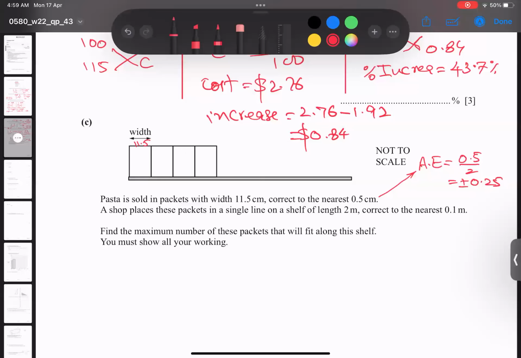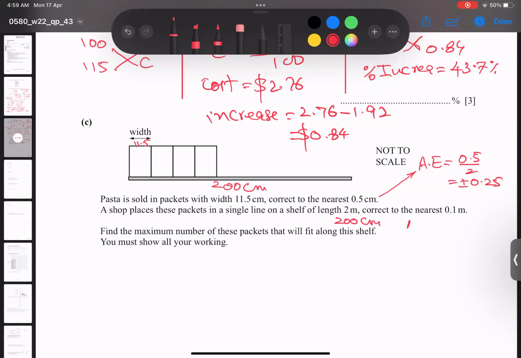Okay, after that, he says that this length can be added or subtracted with 0.25, but make sure both are in centimeters. But this is a meter and meter. So he's saying a shop place for these packets in a single line on a shelf is a 2 meter length. It means this is a length on which we can keep these pasta packets. How much is this length in total, students? It is 2 meters, or I can say 200 centimeters. So this is 200 centimeters, students, and correct to 0.1 meters.